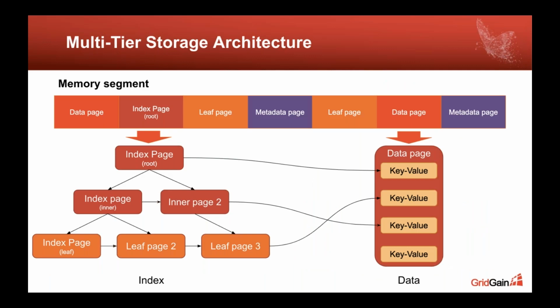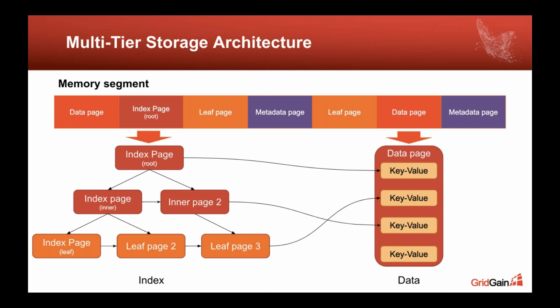So here I tried to visualize the in-memory tier internal structure. Here we have several memory segments. Each segment splits into pages of fixed size, and each page has its type and stores data of a particular type, like the index pages you see on the screen. Here index pages form a B+ tree. It's the data structure they use for our hash and sorted indexes.